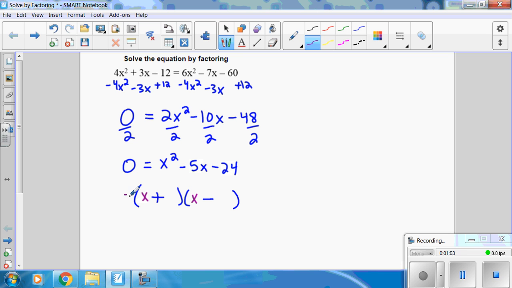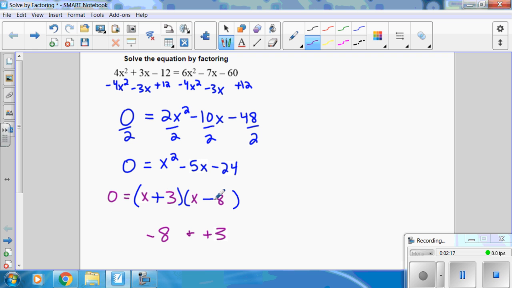So if you want to pause the video and think about that, they multiply to give us 24, and they have a difference of 5. That's going to be 8 and 3. Now, since here you see the signs are different, so one's negative, one's positive. But when I combine them, I want negative 5. So what's going to give me negative 5? Negative 8 plus 3. So let's plug them in the right spots.